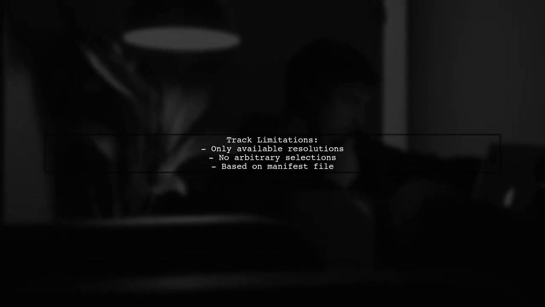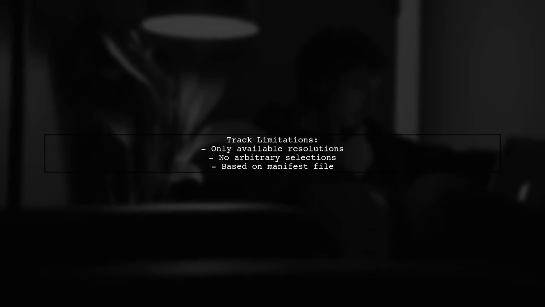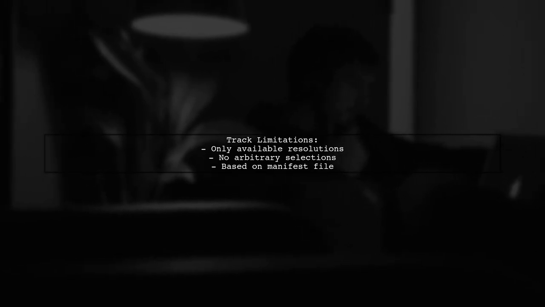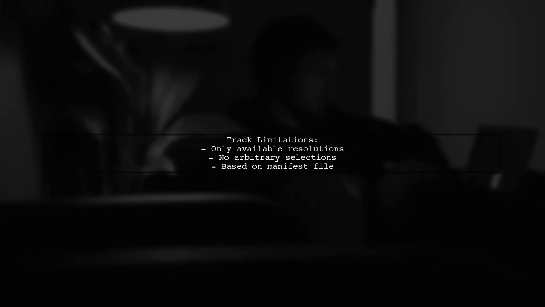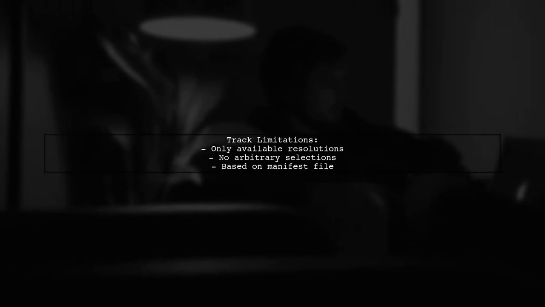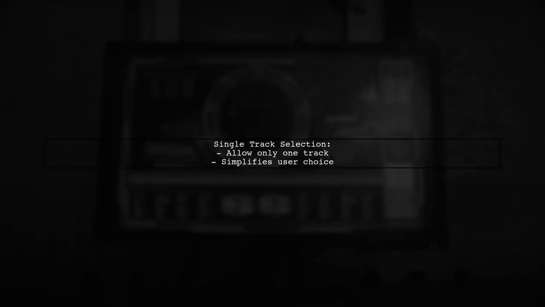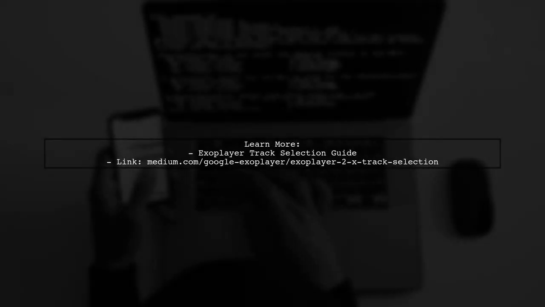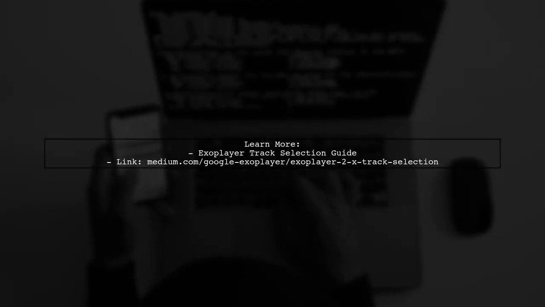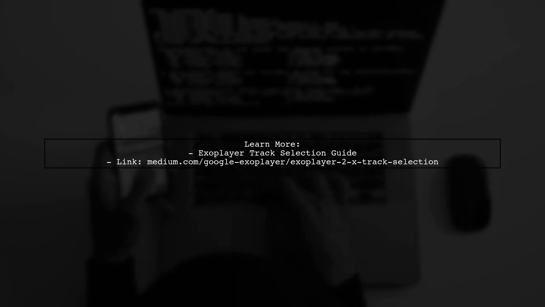However, your options are restricted to the resolutions and bitrates provided by the stream's manifest file. You can't select arbitrary values outside of what's available. If you want to restrict to just one track, you can configure the selector to allow only that specific track. For more details on track selection, you can check the ExoPlayer documentation linked in the description.